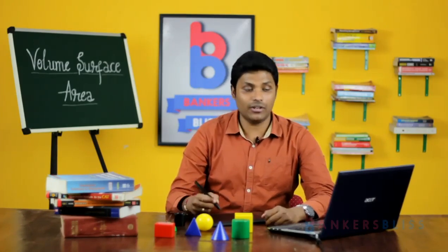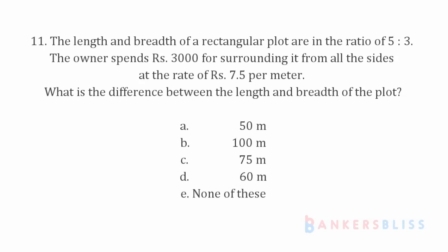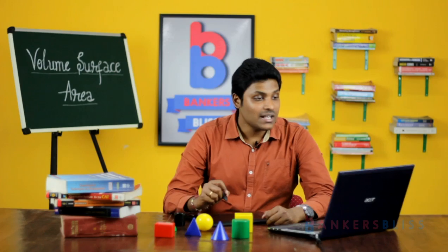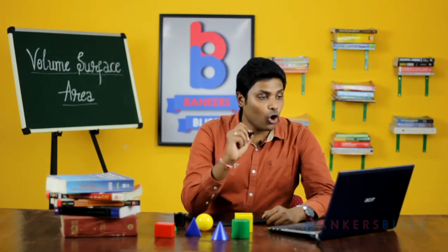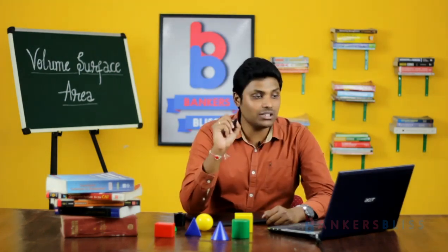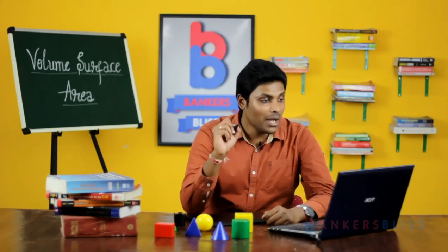Okay, so let's move on to the next problem, problem number 11. The length and breadth of the rectangular plot are in the ratio 5:3. The owner spends rupees 3000 for surrounding it from all the sides at the rate of rupees 7.5 per meter. What is the difference between the length and breadth of the plot? Okay, see here, surrounding it from all the sides means it is nothing but the perimeter.